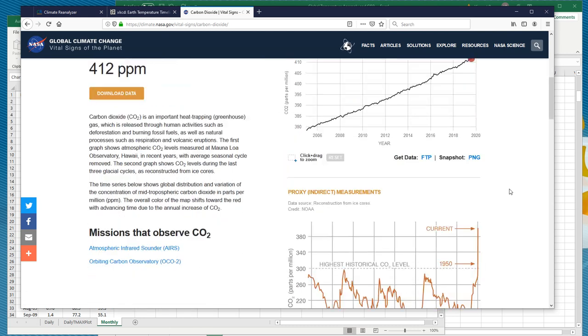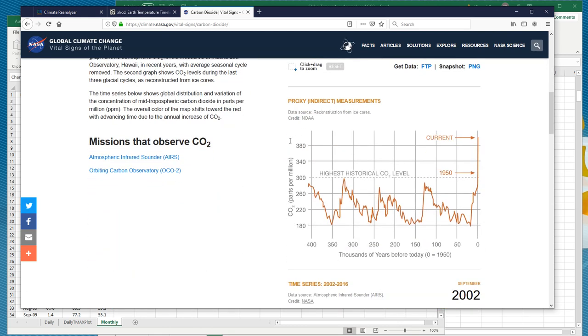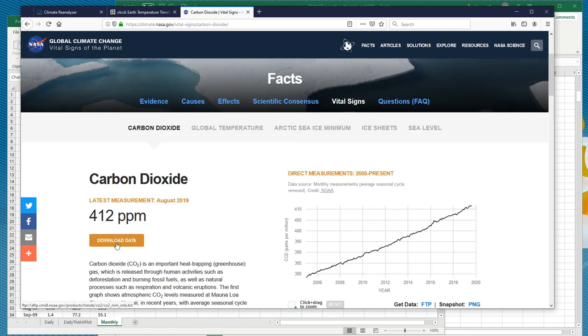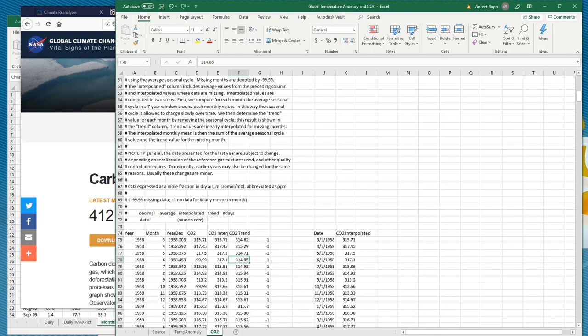This is direct measurements. If you scroll down a little bit, you can see indirect measurements where they use ice cores. As ice freezes, it traps gas. And then they can dig up those cores from where the ice sheet is sometimes miles thick, and they can look and see how much CO2 is trapped in there. But the great thing about this site is you can also download the data, which of course I did.